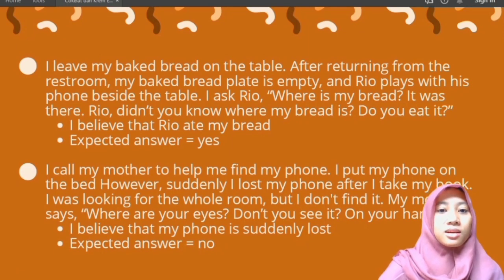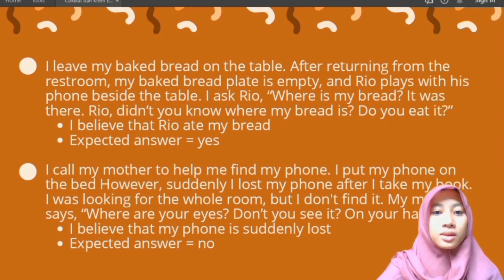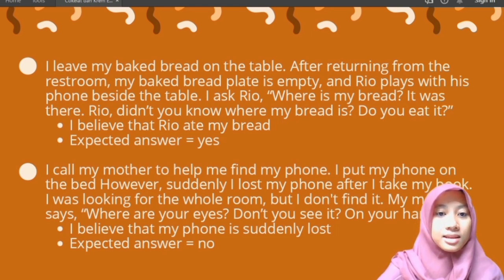Negative question with expectation. It means that we ask something and we expect a certain answer to the question itself. I left my baked bread on the table. After returning from the restroom, my baked bread plate is empty and replaced with his phone beside it on the table. I asked Rio, where is my bread? It was there. Rio, didn't you know where my bread is? Did you eat it? I believe that Rio ate my bread. Expected answer is yes.